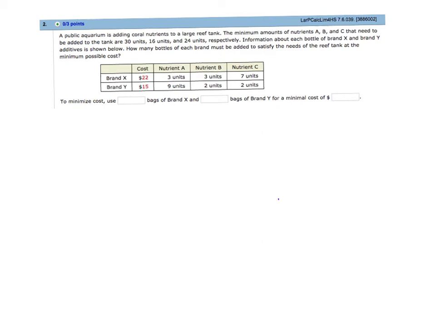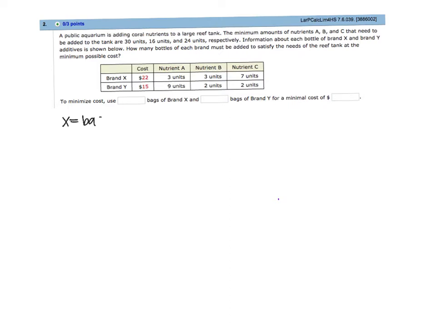Okay, this is the last problem on homework from 7.6. First thing I do is try to define the variables, so I'm going to go to the question before I read the problem. To minimize costs, it says use blank bags of brand X and blank bags of brand Y, so I'm going to assume those are my two variables.